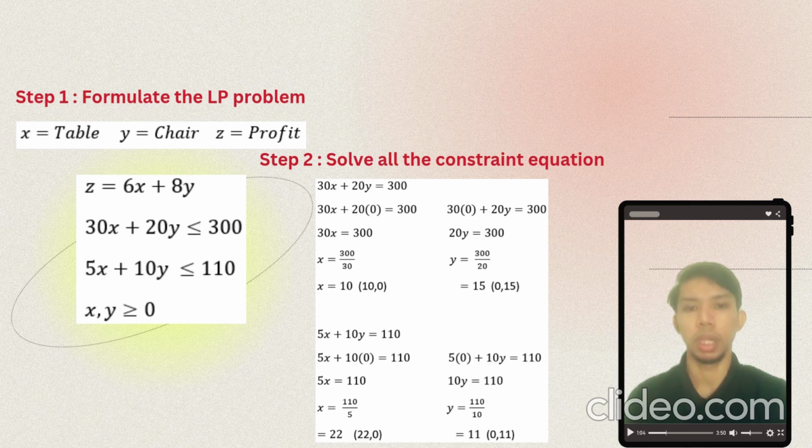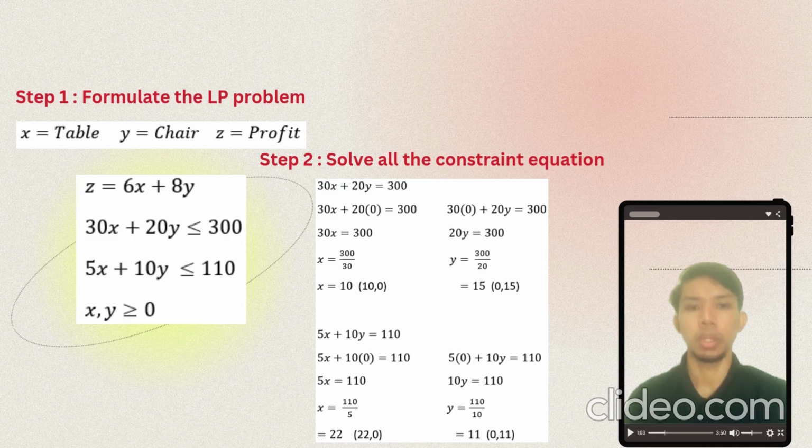We begin by defining our linear programming problem to maximize profit for a furniture company. The decision variables are straightforward: X represents the number of tables produced and Y represents the number of chairs produced. Our objective is to maximize profit, which is calculated using the profit per unit. Each table contributes $6 and each chair contributes $8. This gives us the objective function Z equals 6x plus 8y.